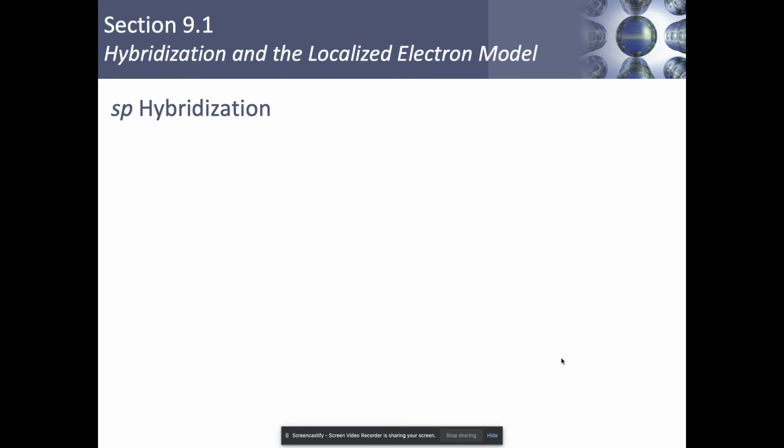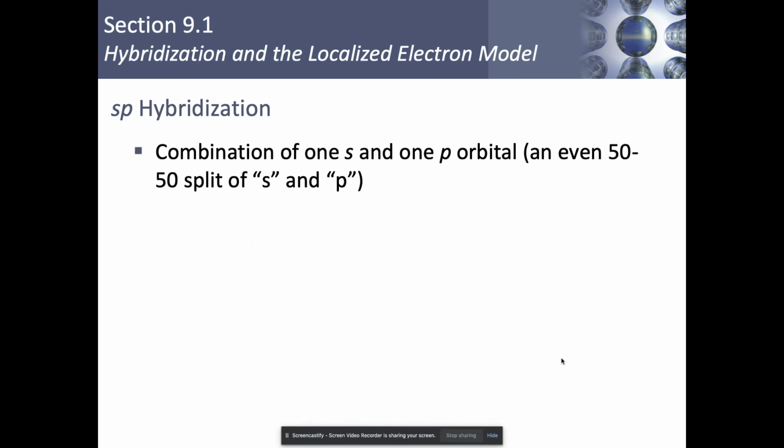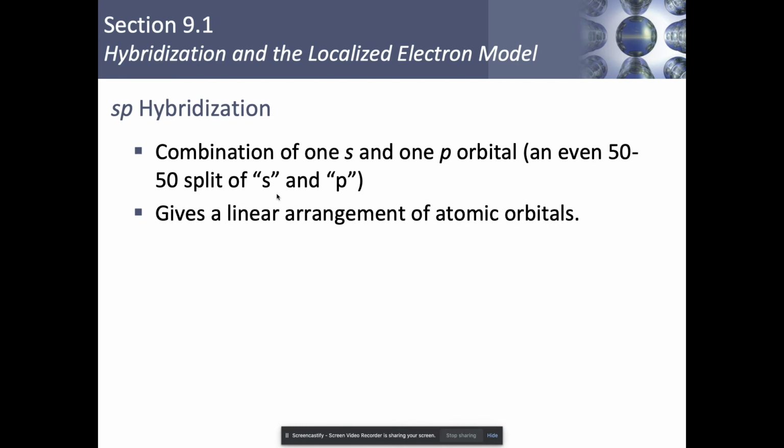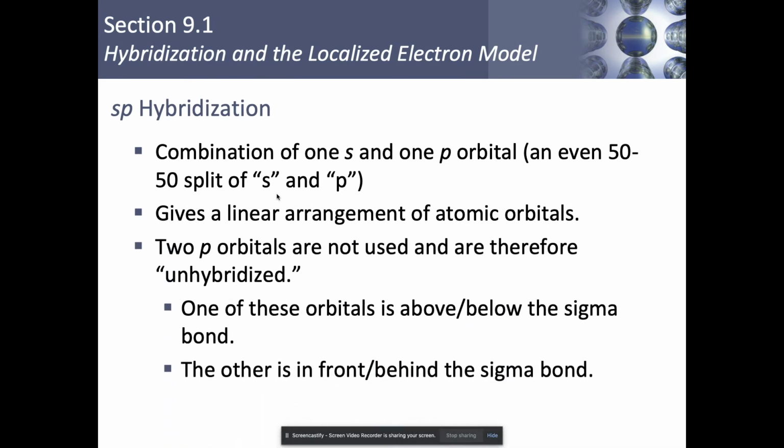Well, you guessed it, there's another form of hybridization called sp hybridization. That is made up of a single s orbital and one single p orbital, and we have an even 50-50 split of s and p. So it is equally split between both, right? It does give you a linear arrangement of atomic orbitals, and now we have 2 p orbitals that are not being used and are unhybridized. One of the orbitals is above and below the sigma bond, the other is in front or behind the sigma bond. So again, picture it above and below or in front and behind.